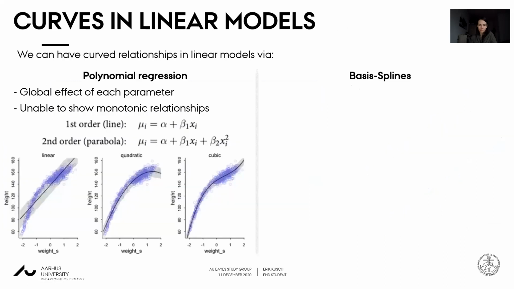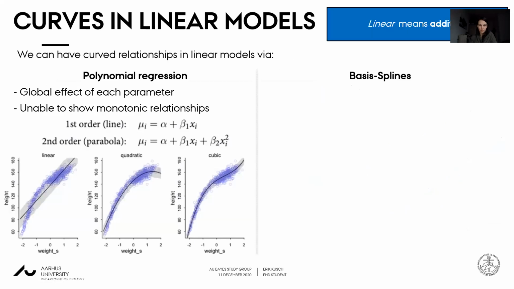So having looked at this, we have considered the linear model to be purely linear so far. However, sometimes we'd like to have curves in our linear models. Again, need to point out, linear means additive, not that there's a straight line. In linear models, we can have curved relationships, for example, via polynomial regression or via basis splines. There are more ways of doing this, but these are definitely the most common.